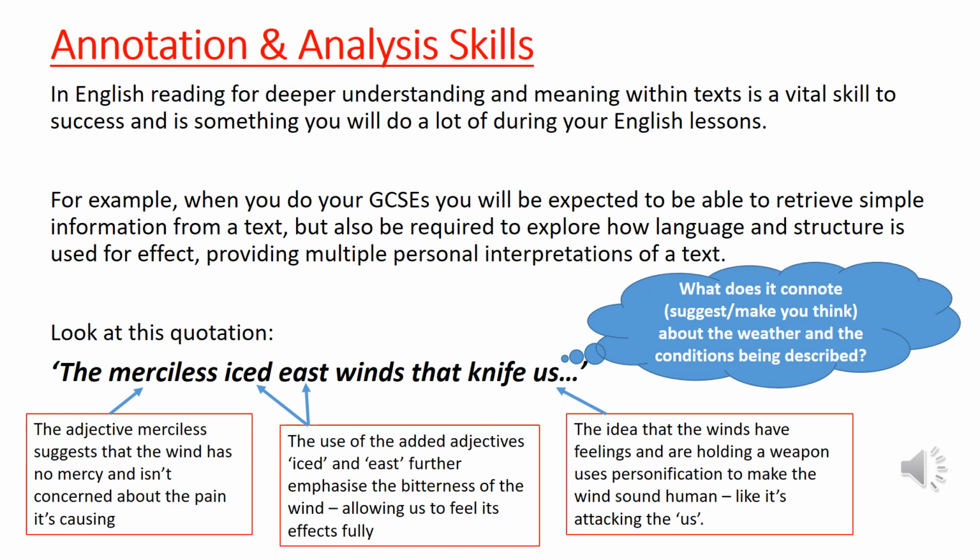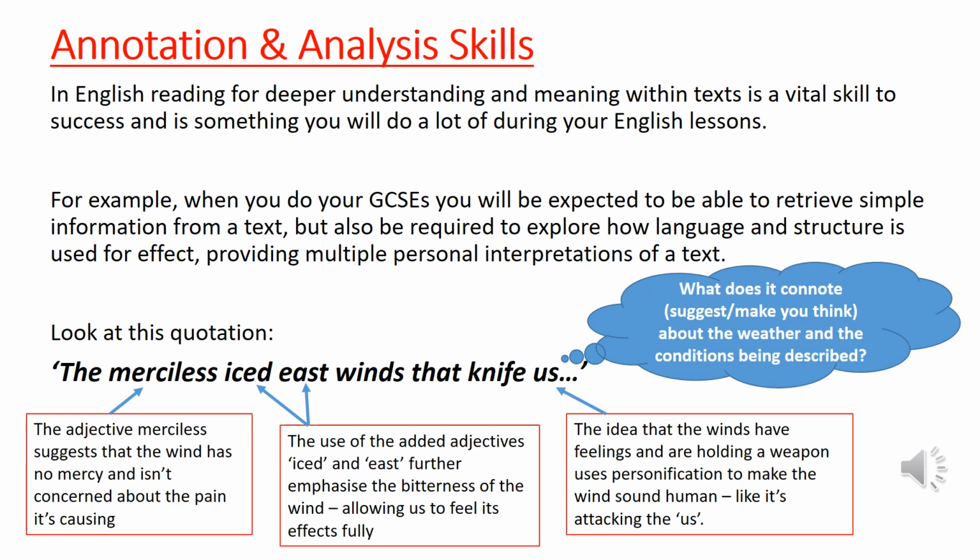It's made to sound merciless. Now, wind's not human. It can't have feelings. It doesn't feel sorry or not sorry or happy or sad. But in this example, it's supposed to be merciless. It's also described as if it is knifing us. So wind doesn't have hands, it can't hold a weapon, it can't hold the knife. So again, it's as if it's got something that it is attacking us with in the poem.